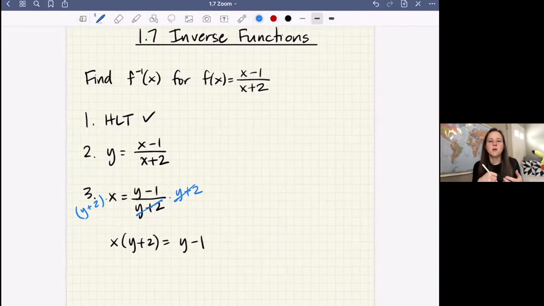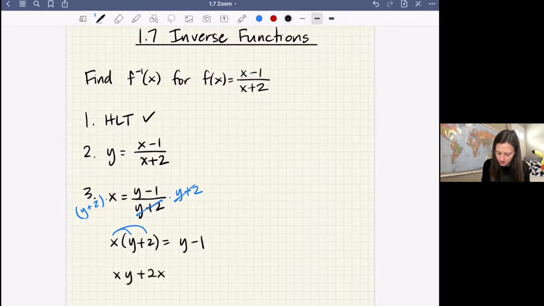So now I want to get all of my y's by themselves on one side of the equation, everything else on the other side. And to do that, I want to liberate this y over on the left from its set of parentheses. So I'm going to distribute the x so that I don't need those parentheses anymore. And that's going to give me x times y plus 2x equals y minus 1. I'm going to subtract xy from both sides. And I'm also going to add 1 to both sides to get that 1 off of the right-hand side.